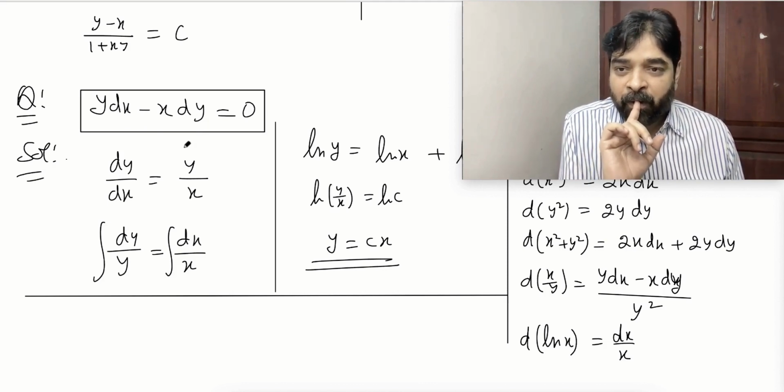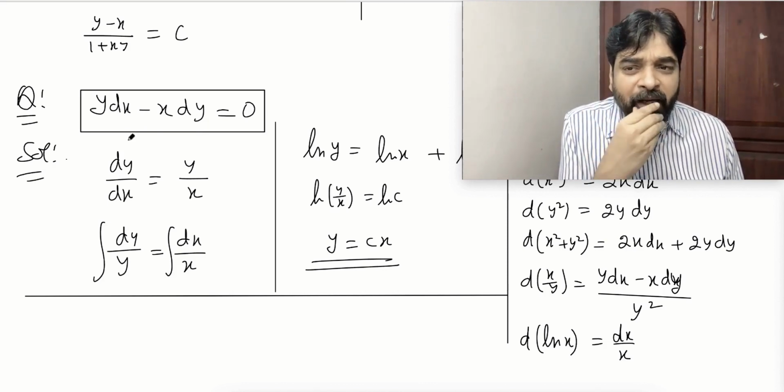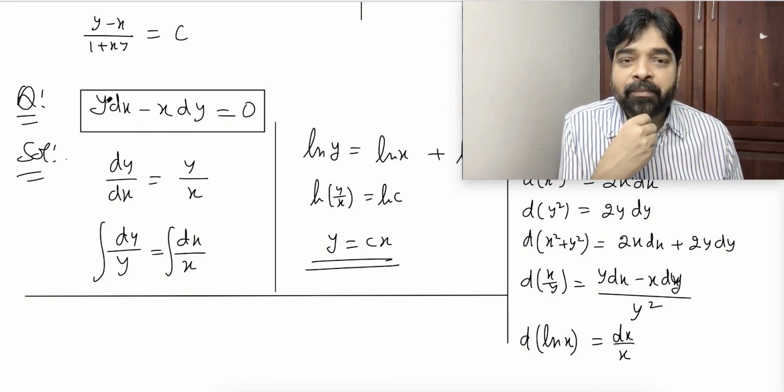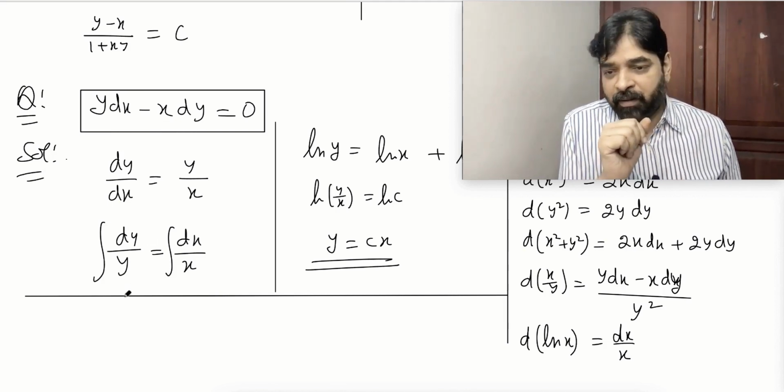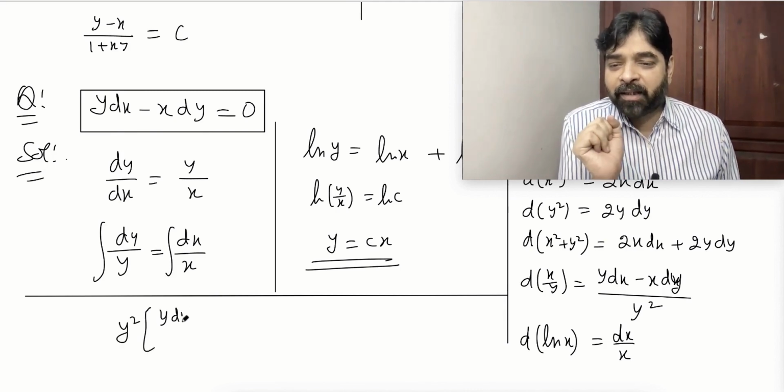Is it not looking like it's a differentiation of x by y? What is missing? y square in the denominator is missing. So y square I can multiply. So y square into, I can write, (y dx minus x dy) by y square is equal to 0.